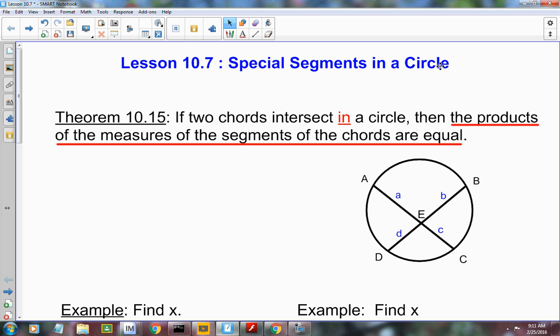And then there's two problems that, for whatever reason, they're not on your paper, but they're up here, so I'm going to have you write them down, kind of old school there.